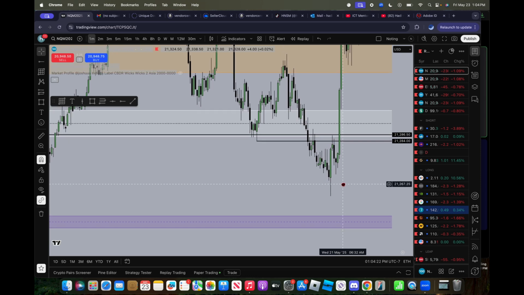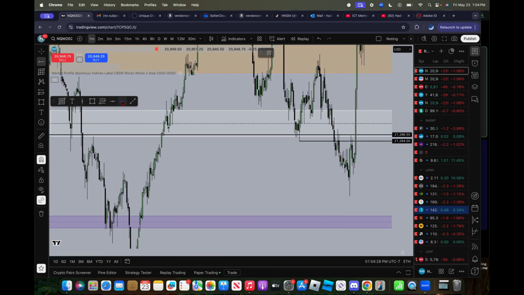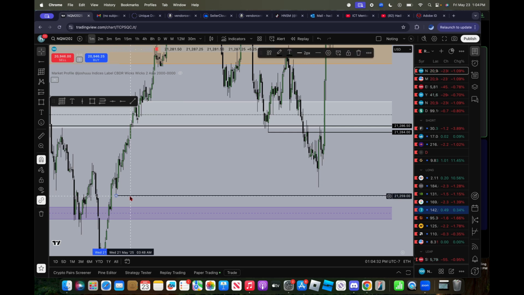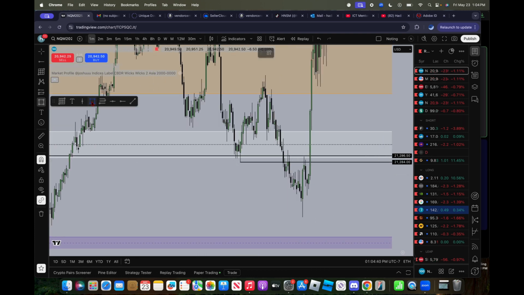And then this was good. We aggressively try to sweep this low right here, actually. We get pretty close in proximity to it, a couple points off, and then we reverse. That's the trap that I'm talking about. And then it creates this fair value gap right here.